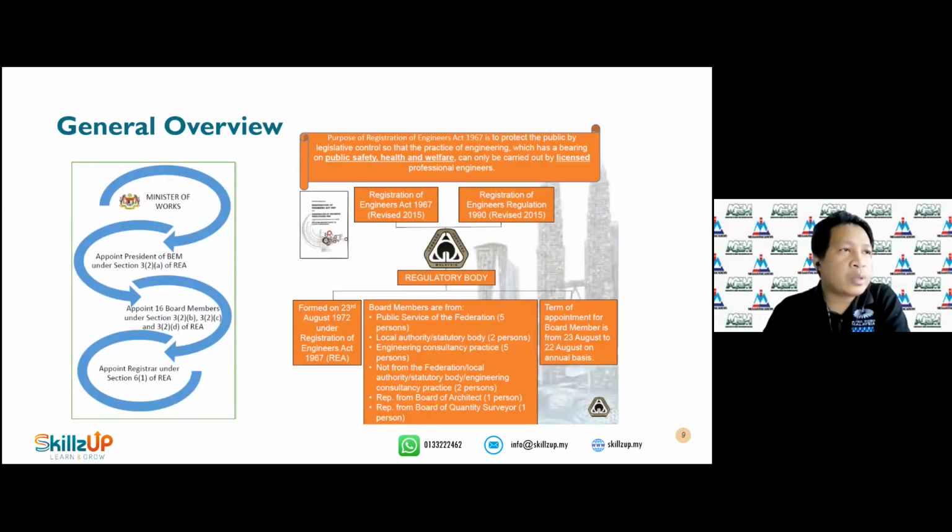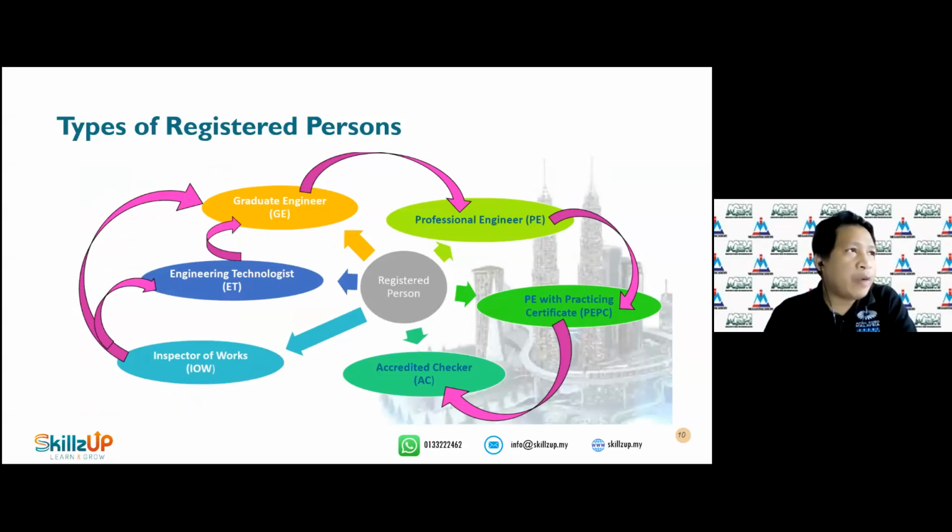More information you can get from the website, because the Board of Engineers website has very rich information that you can refer to, especially in preparing yourself to apply for the profession. But I believe when you first graduate from the university, the first thing you look at is how to register to become a graduate engineer. So these are a few of the registered persons at the board.